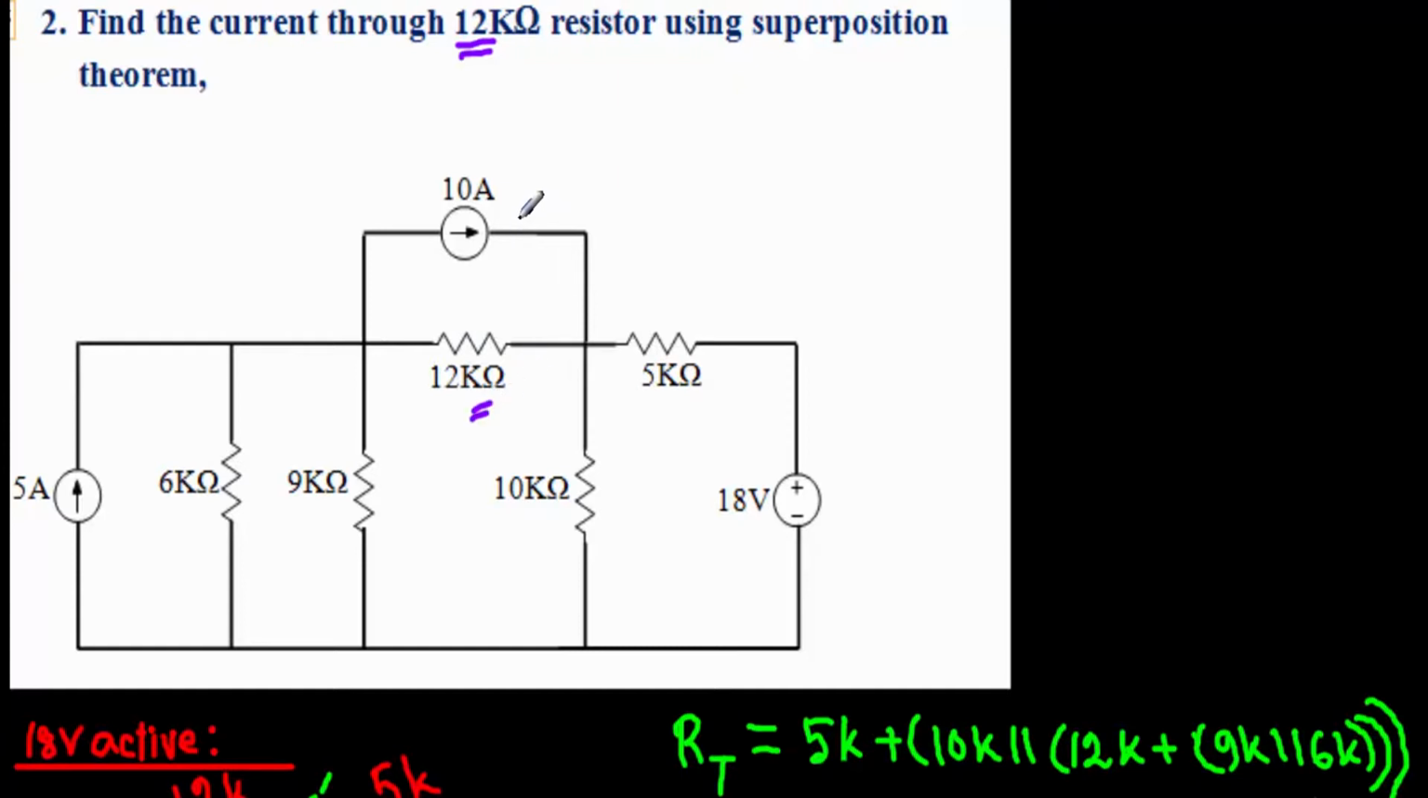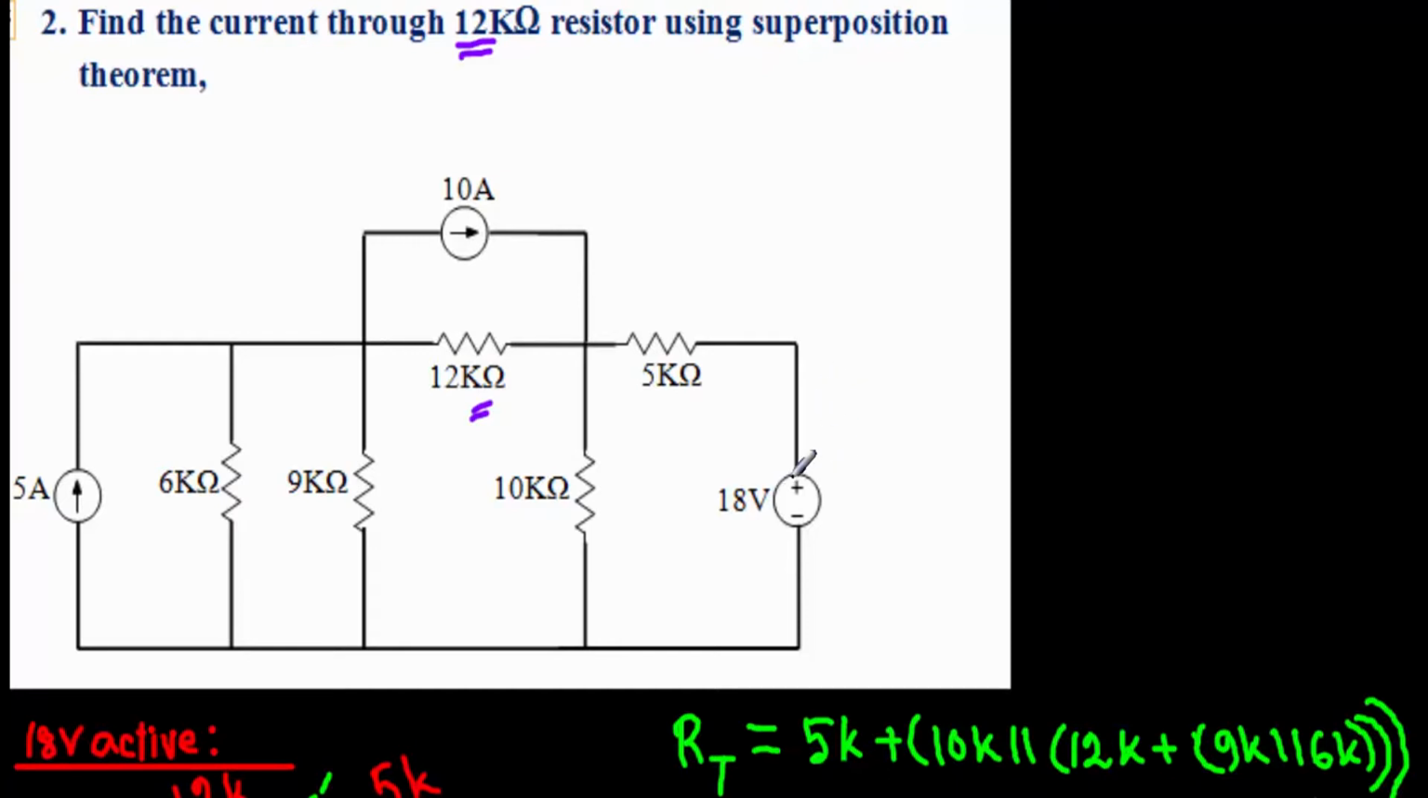So how do we implement superposition theorem in a circuit? We have to keep one independent source active at a time, and the other sources will be turned off. If there is any voltage source, we replace that voltage source with a short circuit, and if there is any current source, we replace that current source with an open circuit.